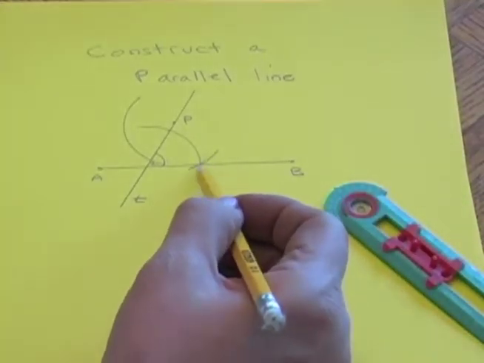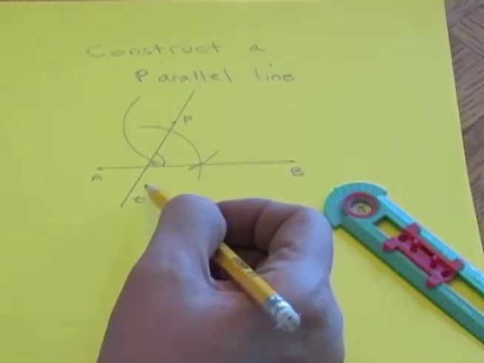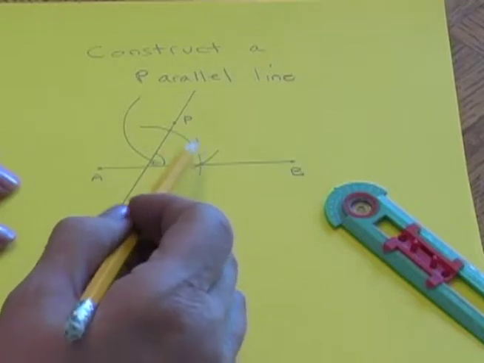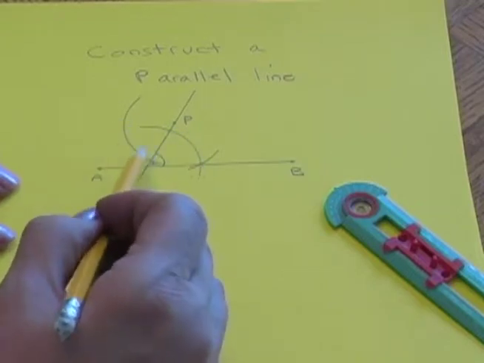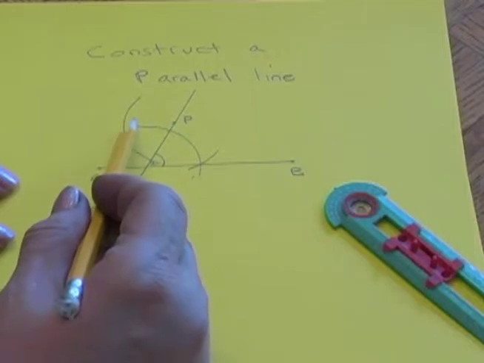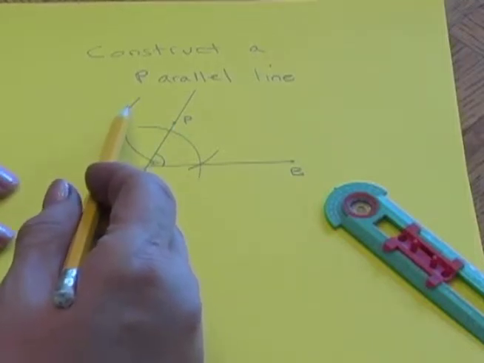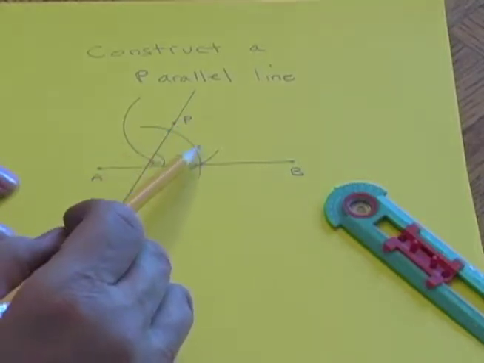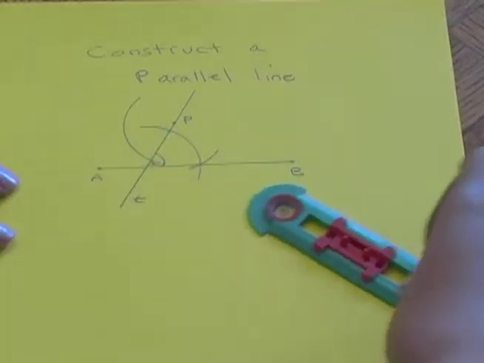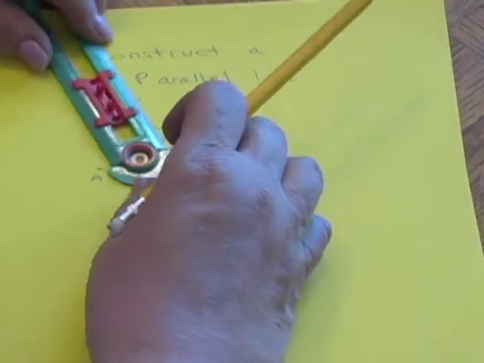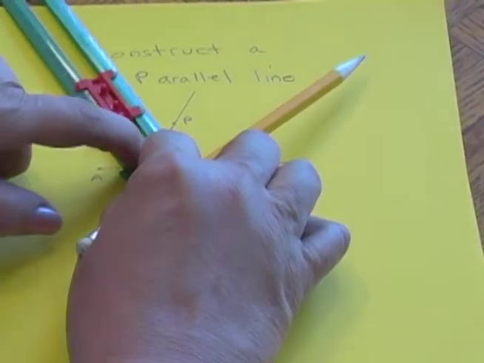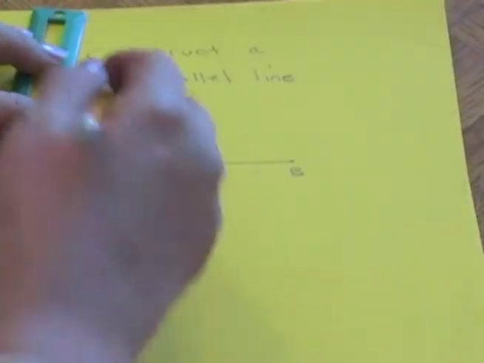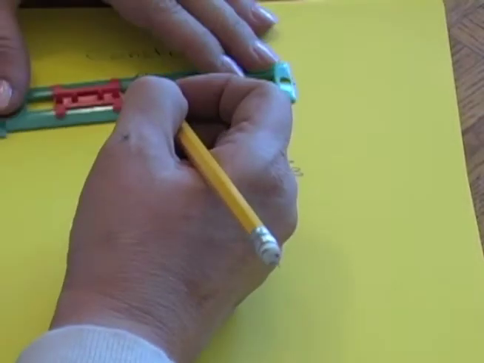Notice I leave a little evidence arc showing that I measured the opening. Now I want to reproduce this distance over here with P as the vertex. Whatever point I connect P to, that opening has to be congruent to this one. So I'll use the measure that I just created on the measuring arc centered at P. Now I have a new point to connect P to.